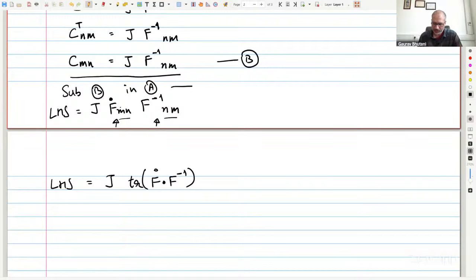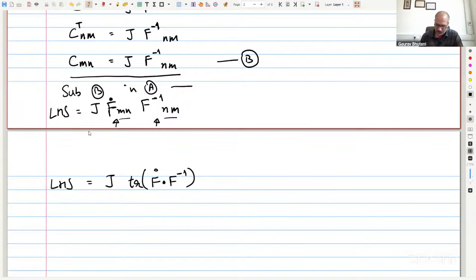I mean, if the first m and the second m were different, you would get a matrix. But actually, if you look at this expression F dot mn times F inverse nm, it's a scalar because there is no free index here. So there is an mm component of the resultant matrix, which basically means that you are taking the trace of the matrix. So that's a trace of the resultant of F dot dotted with an F inverse. And that's it. We have shown that.